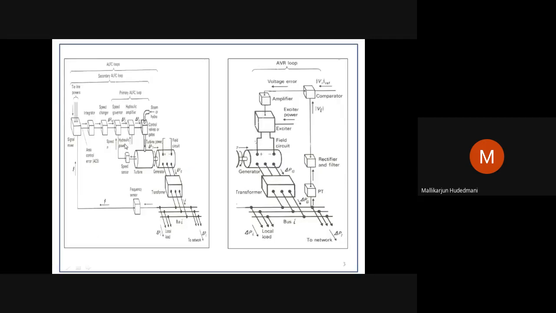So again, I'll go back here. See here, there is a line frequency measurement, a line frequency sensor. This line frequency is brought here and this signal mixer will transform this into a power signal. So I am coming back to the first day discussion of what we did.